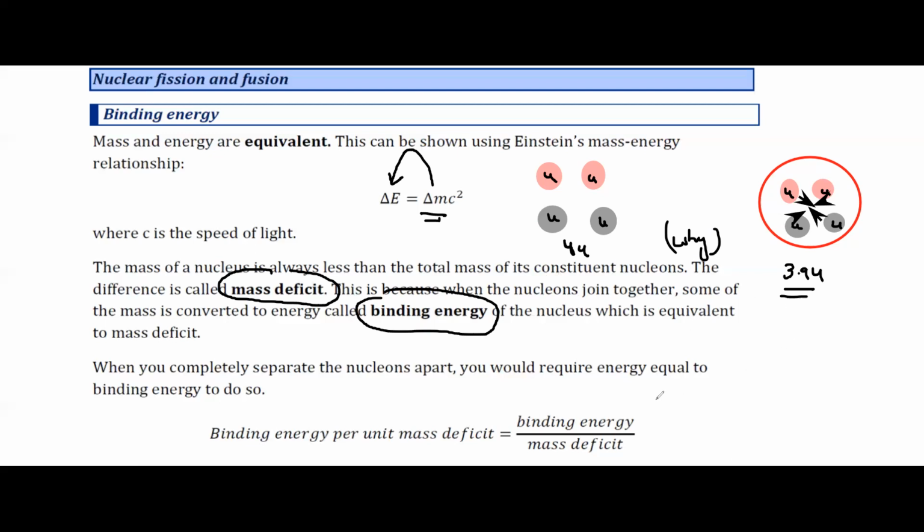And there's also another term we call binding energy per unit mass. So binding energy divided by mass defect will give binding energy per unit mass, or binding energy per nucleon as well. So the binding energy divided by the number of nucleons will give the binding energy per nucleon. So particles outside the nucleus will have a different mass as compared to particles within the nucleus.